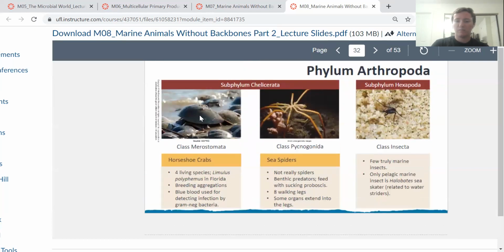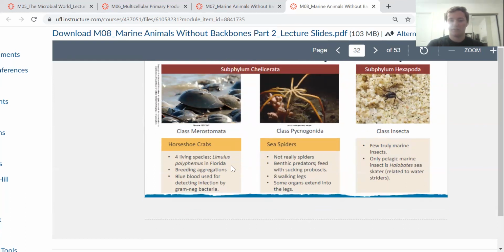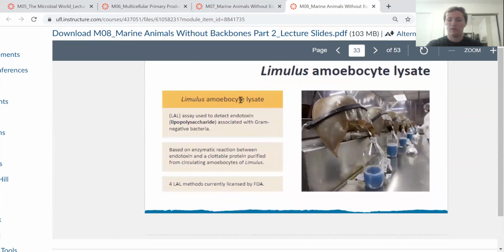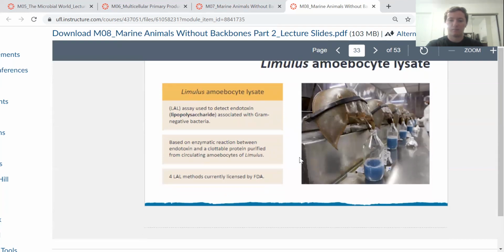So these are some of our other ones. Horseshoe crabs, we've already talked a little about. Sea spiders, I don't believe we have before this lecture. So I'd definitely go and understand a little bit about some of these, and the importance of blue blood is super important. Even in developing the COVID-19 vaccine, horseshoe crabs were very important. And that's something we discussed here about the lysate, amoebocyte LAL.